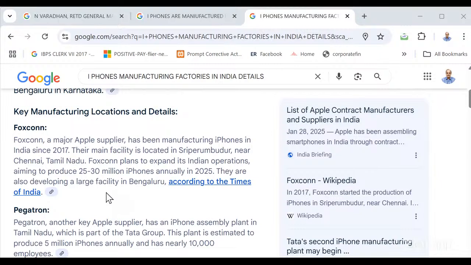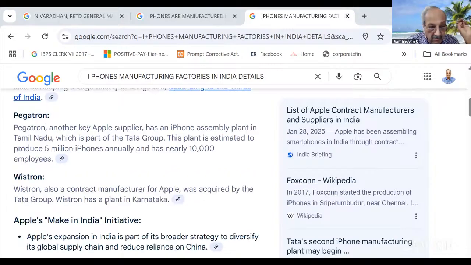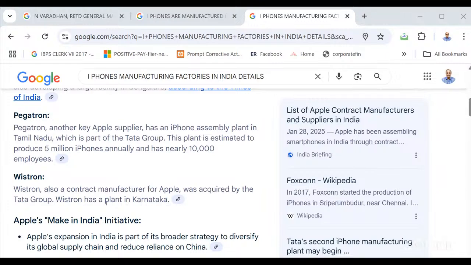Foxconn, a major Apple supplier, has been manufacturing iPhones in India since 2017. Their main facility is located in Sri Perumbudur, near Chennai, Tamil Nadu. Foxconn plans to expand its Indian operations, aiming to produce 25 to 30 million iPhones annually in 2025. They are also developing a large facility in Bangalore, according to the Times of India. Continue. Pegatron, another key Apple supplier, has an iPhone assembly plant in Tamil Nadu, which is a part of the Tata Group. This plant is estimated to produce 5 million iPhones annually and has nearly 10,000 employees.